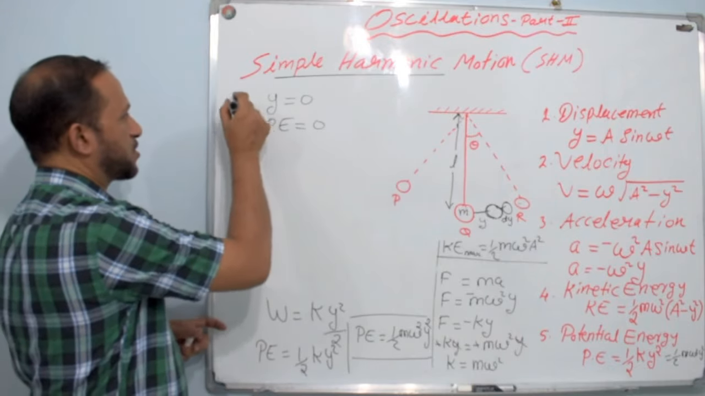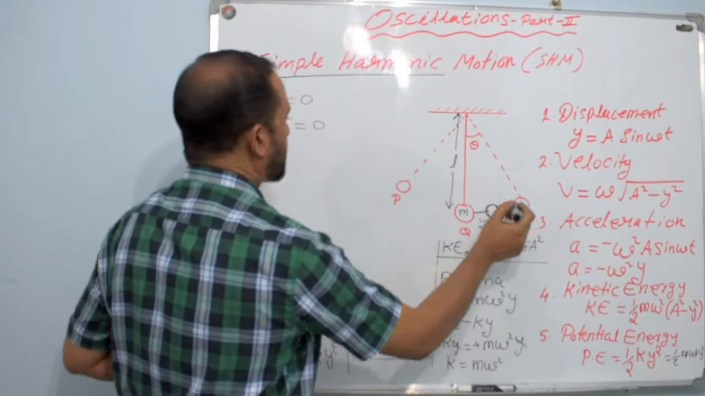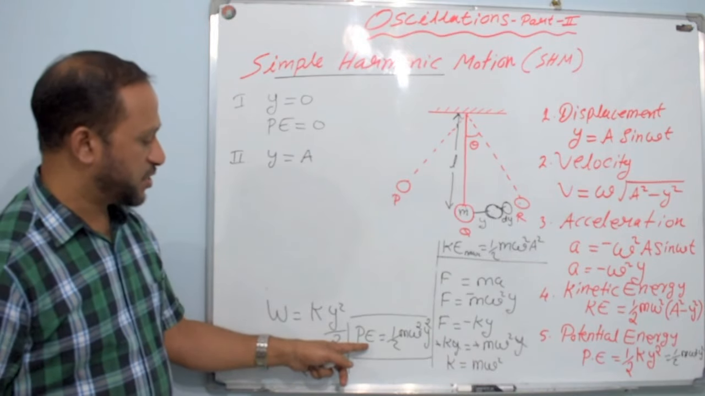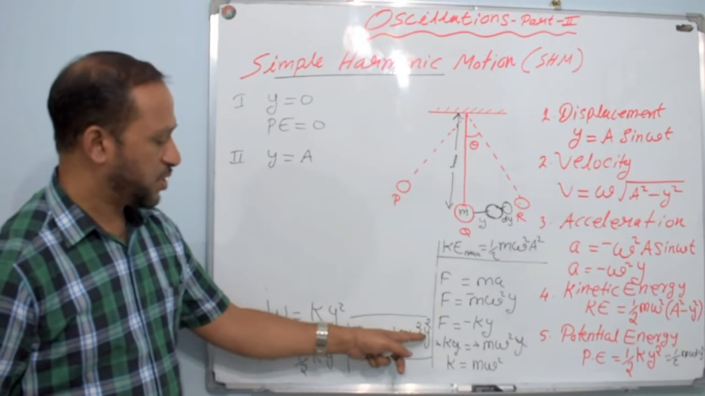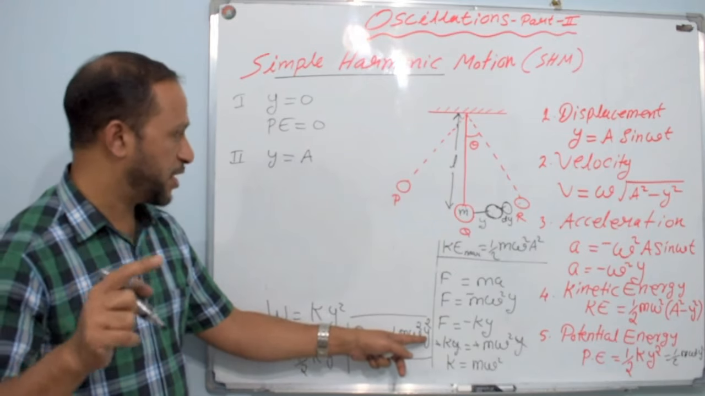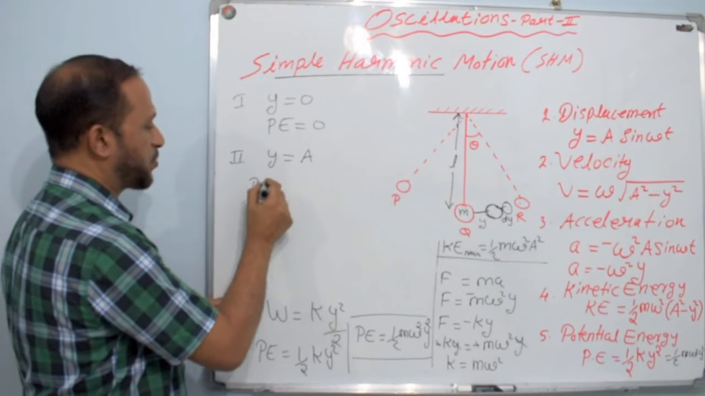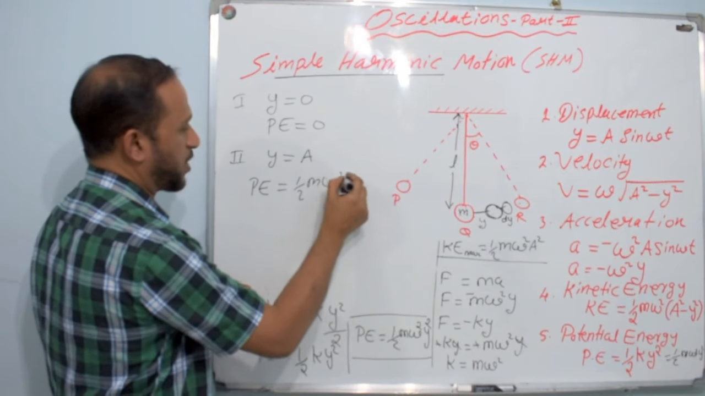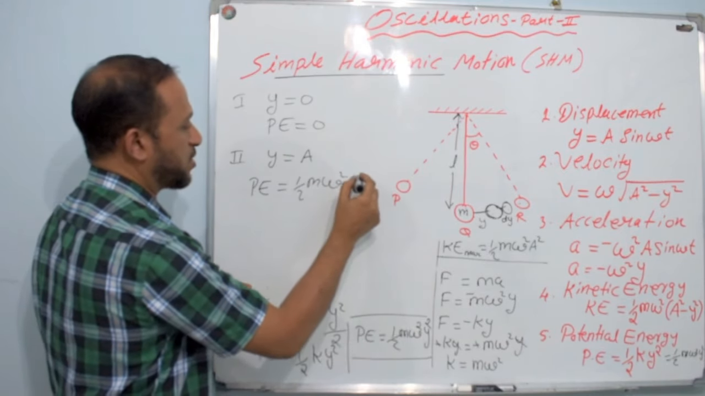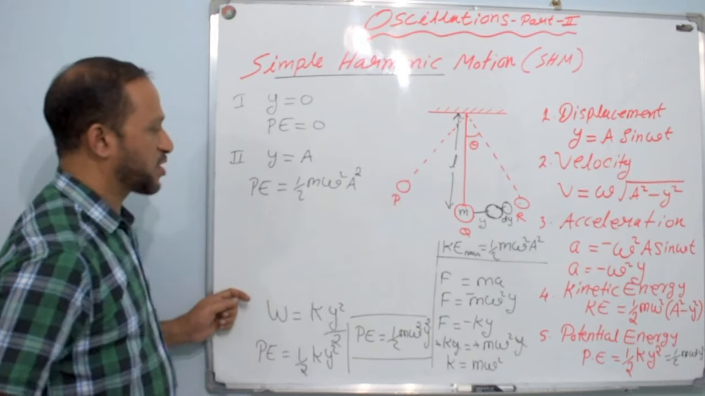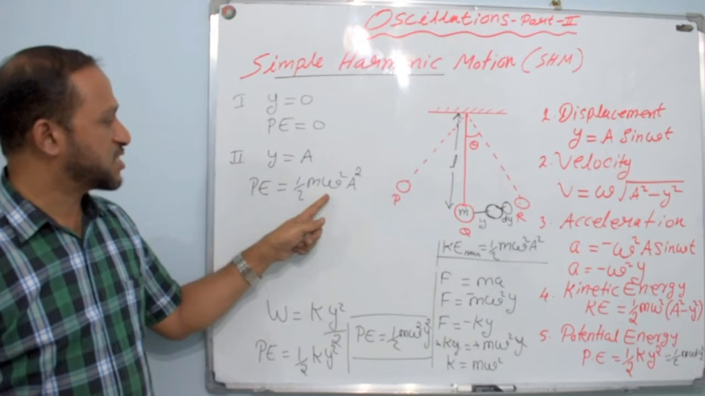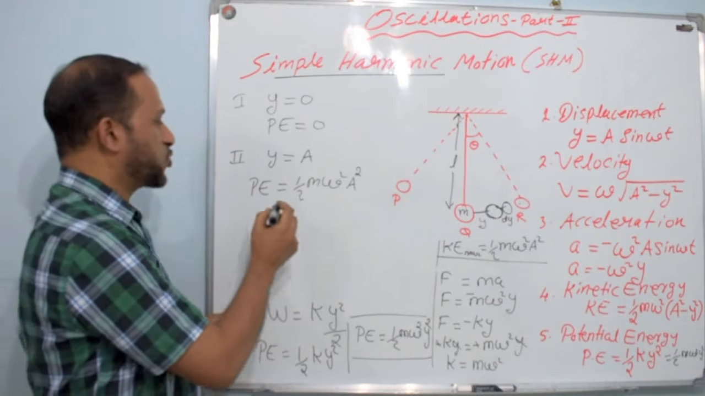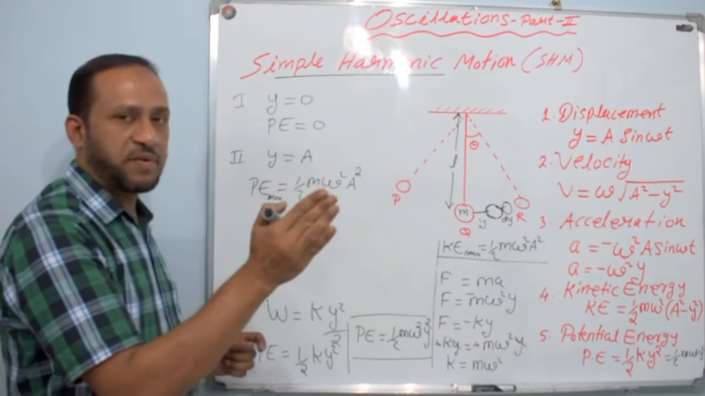If you take the second case, that is at the extreme point, y equal to a. So from this equation, potential energy half m omega square y square, we can substitute a. Instead of y, we are putting the maximum value of y at the extreme point, a. So the potential energy at the extreme point is half m omega square a square. This is the maximum potential energy. So at the mean position, potential energy is 0, and at the extreme position, potential energy is maximum.